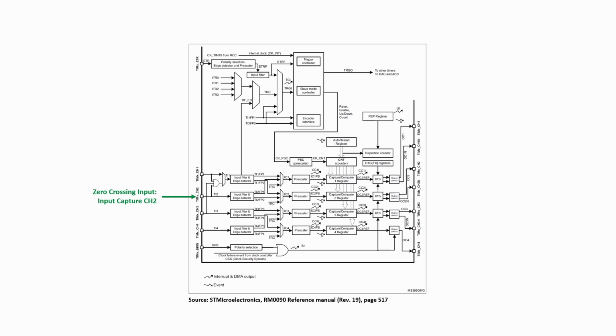We will later configure the peripheral in software to enable the green signal path. Then the slave mode controller will be able to start the timer on each detected edge on the zero crossing input. Let's use channel 1 to provide an output compare output to control the TRIAC gate, as indicated by the pink path. Good, we have successfully assigned the input capture channel 2 to the zero crossing input and the output compare channel 1 to the gate control output.